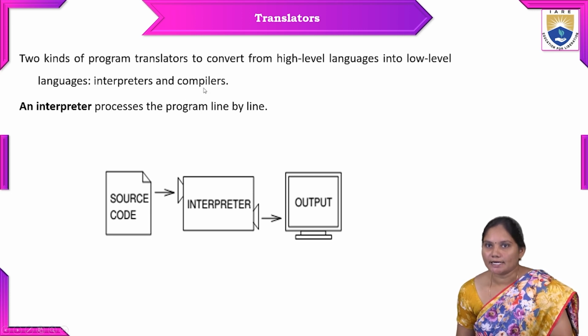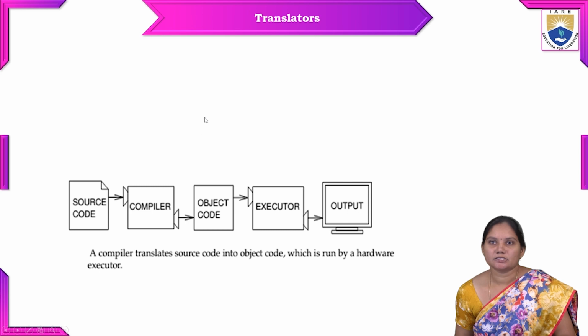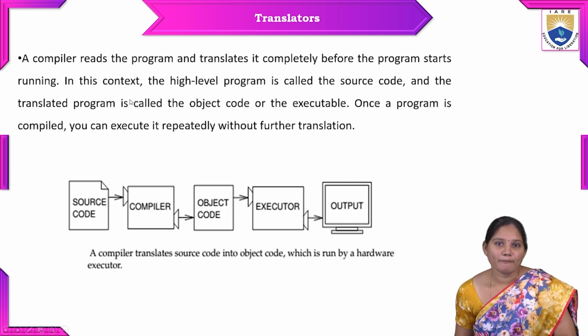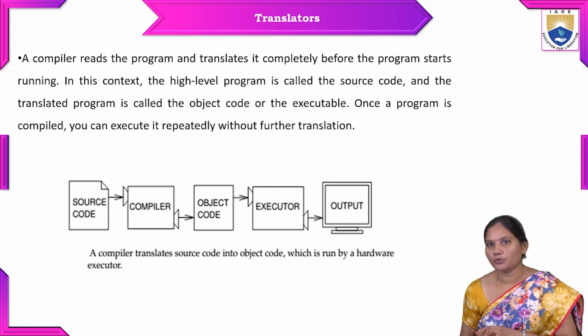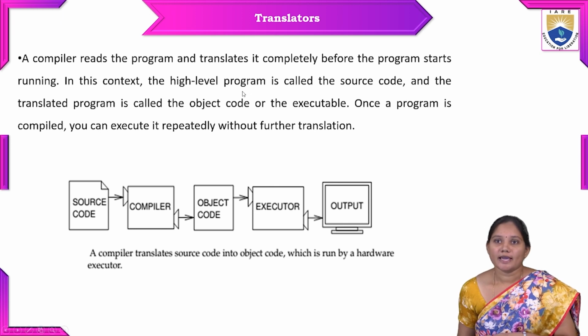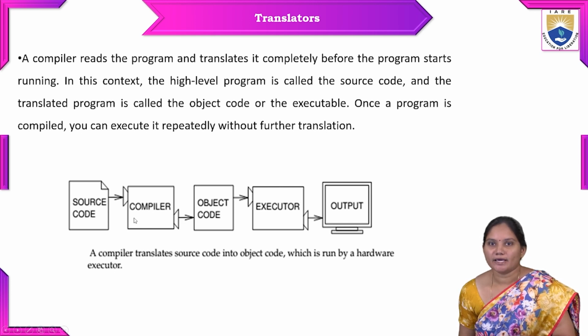Here the interpreter is a translator. The task of the interpreter is to convert the high level code into machine code. And the next translator is the compiler. A compiler reads the program and translates it completely before the program starts running. That means the task of the compiler is also the same. It converts the high level code into machine code. Here high level code is nothing but the source code. The source code goes directly to the compiler.